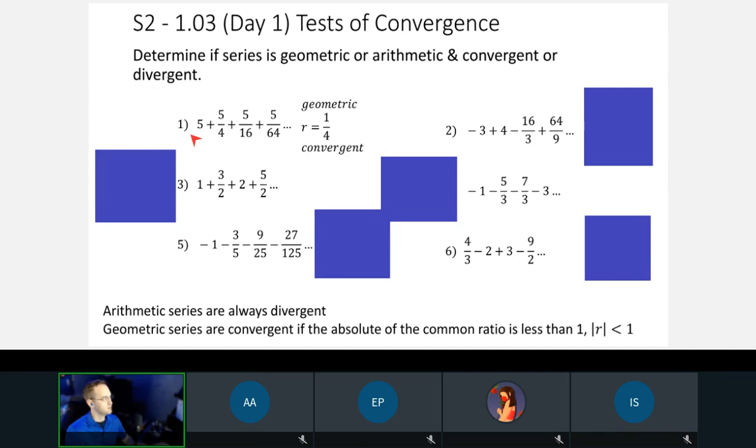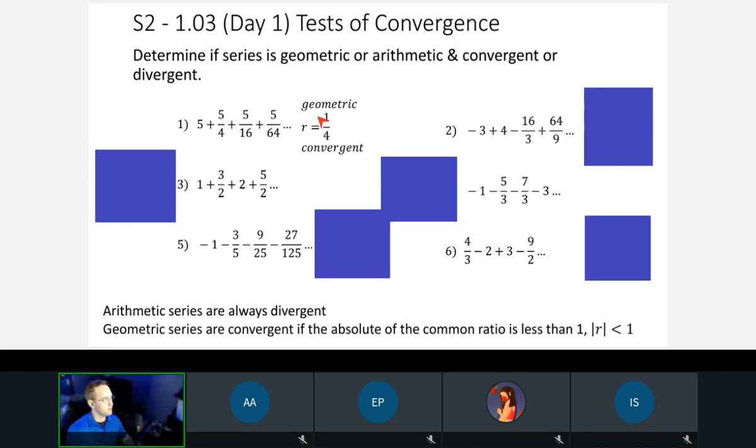You know this. So when you're given a series like this, you can just look at it and see if you can figure out if you're adding or subtracting by the same common difference, or if you're multiplying by the same common ratio. So going from one to the other, this is multiplying by 1/4. 5 times a fourth is 5/4. Times a fourth is 5/16. Times a fourth is 5/64.